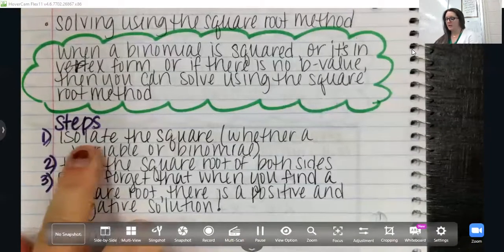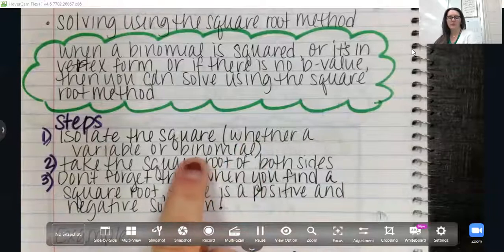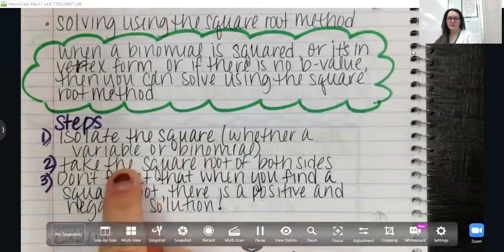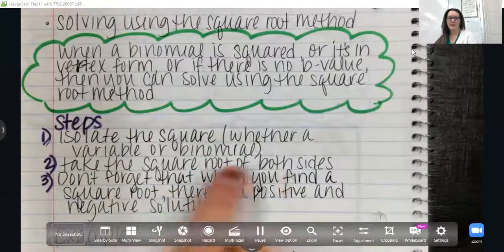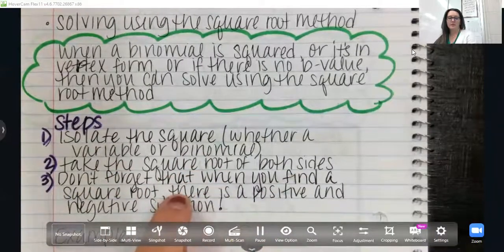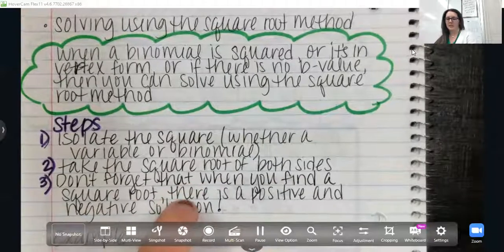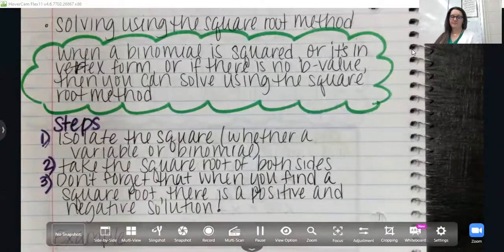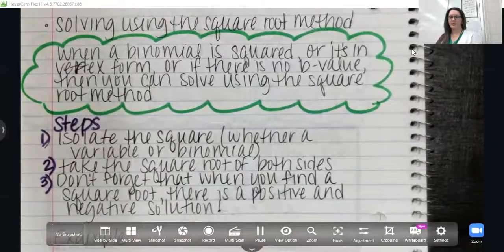So here are our steps. Isolate the square, whether a variable or a binomial. Take the square root, and we're going to look at both of those examples. Take the square root of both sides. Don't forget that when you find a square root, there's a positive and a negative solution, okay? So when I take the square root of 4, what number squared gets me 4?